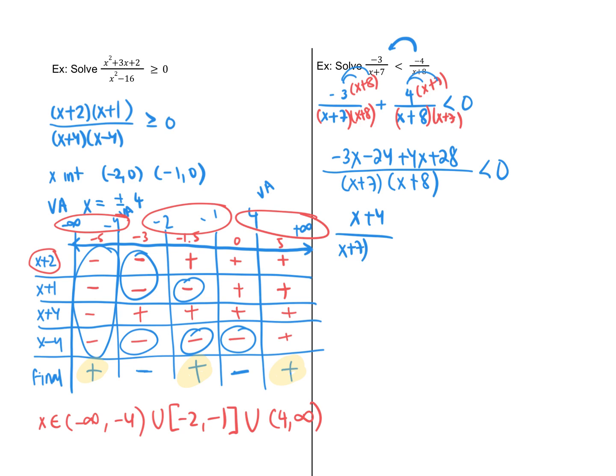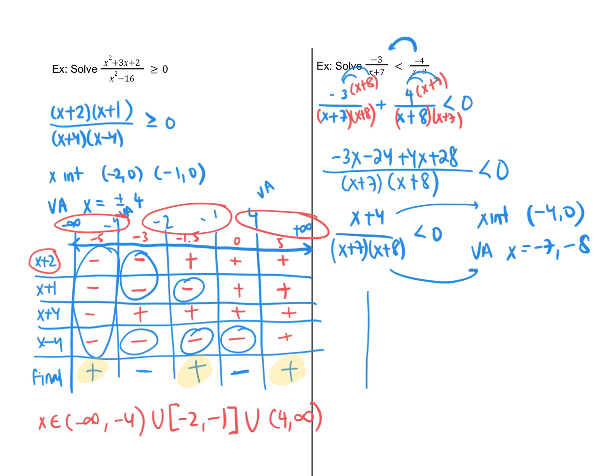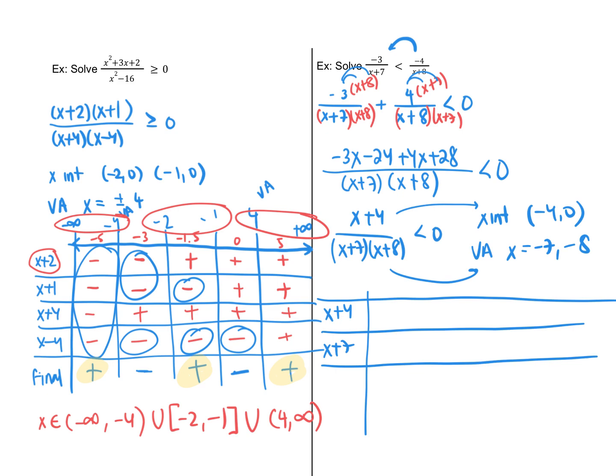And now we are ready to identify intercepts and vertical asymptotes. So for this question, we only have one x-intercept coming from that numerator at negative 4. We have two vertical asymptotes coming from the denominator at negative 7 and negative 8. And again, I can set up my chart with the factors like I did in the previous example, or I can organize my work and just keep track of the positives and negatives within the fraction and look at the overall quantity within one row, like I did in the first one.